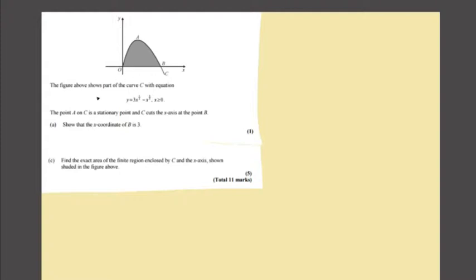So, we've got a curve, we're told it begins from the origin, it hits point B on the x-axis, and we are given the equation of the curve. Hope you can see it. It's relatively small. I'm just going to rewrite it. So it's y is equal to 3x to the power of a half minus x to the power of 3/2. Hopefully you can see this much better.